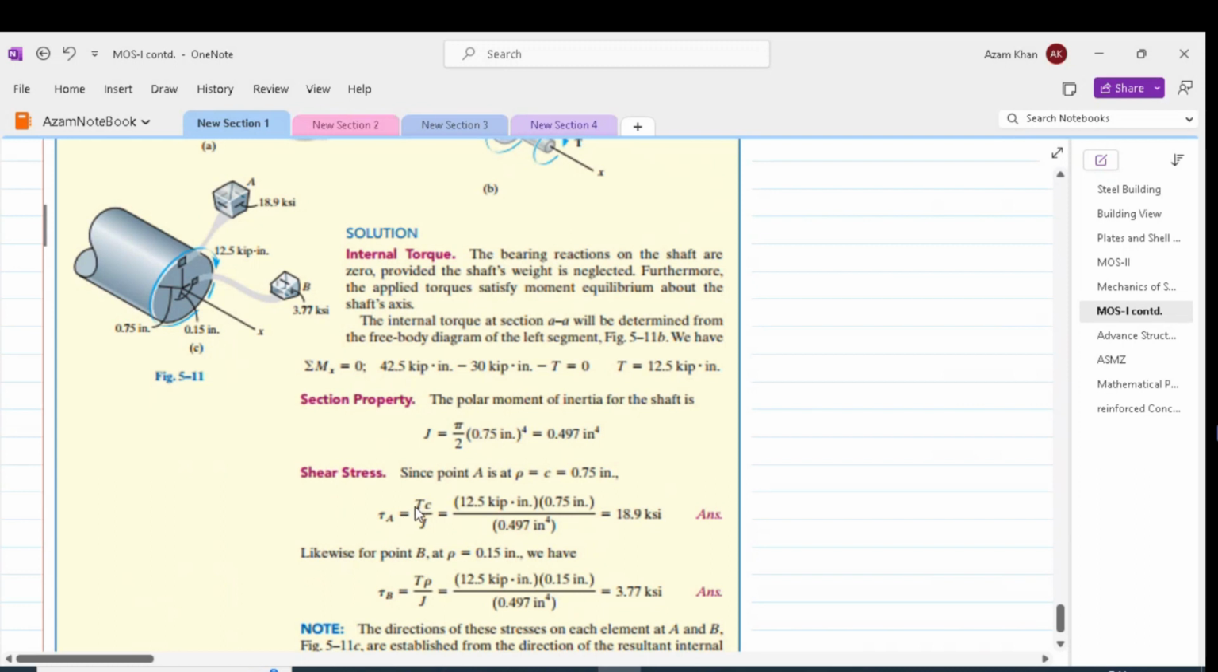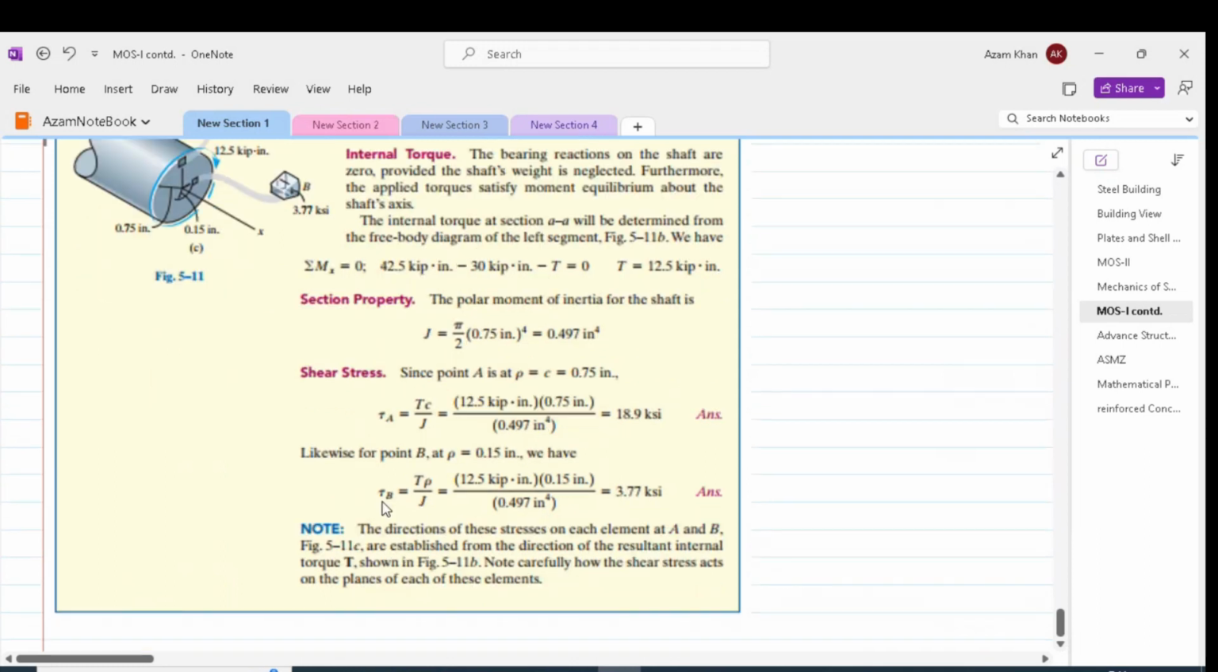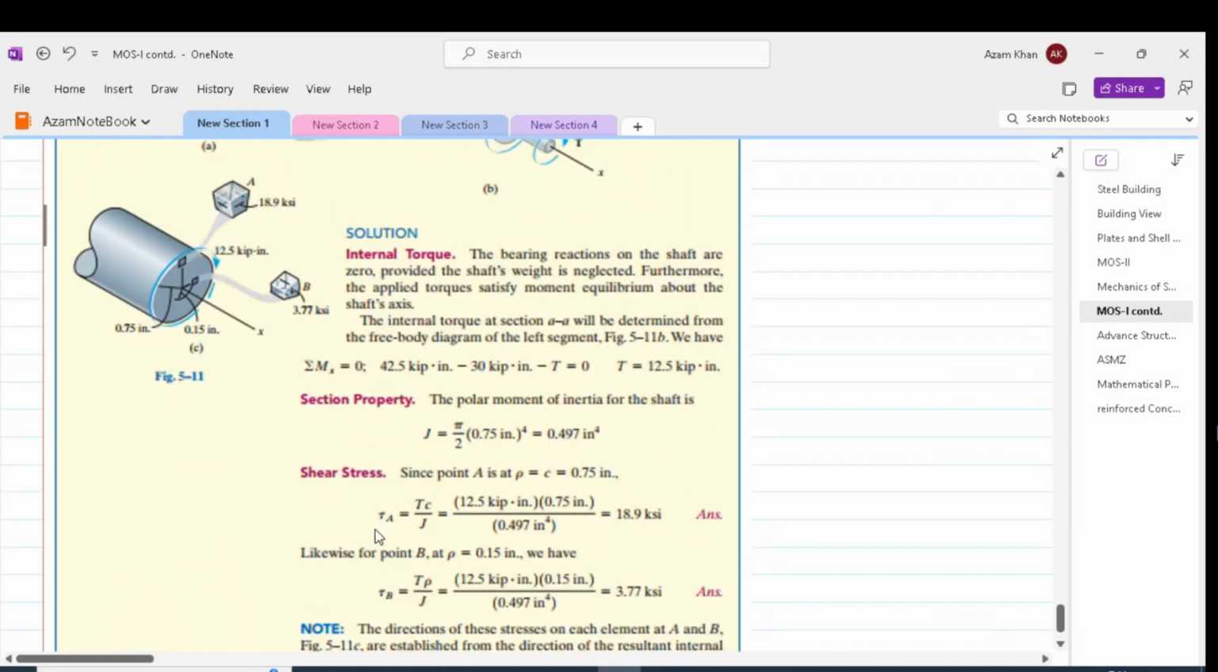At A, it is Tc by J, with c of 0.75 inches, and we get 18.9 ksi. For point B, everything remains the same except the radius. The radius is 0.15 inches. Thus, we would get 3.77 ksi. As we discussed, the shear at A will be higher than the shear at B because point A is located furthest from the axis as compared to point B.